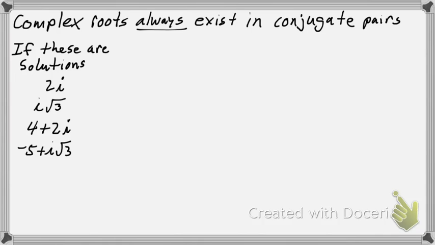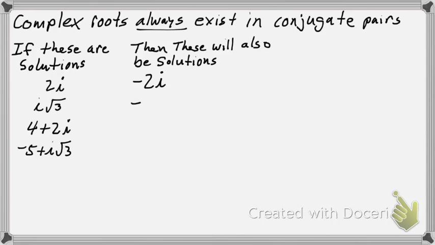Here are some examples of some complex solutions. We have to remember that if we find one of these, we've also found another one, because complex or imaginary roots always exist in conjugate pairs. Be careful and know what a conjugate is. It doesn't mean just merely change the sign. It means change the sign of the imaginary portion of the number.